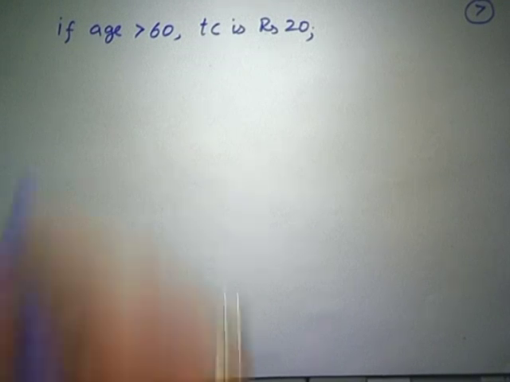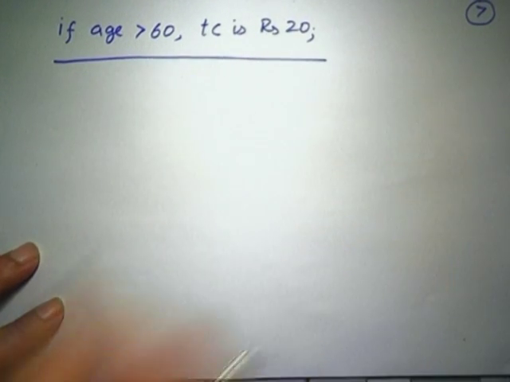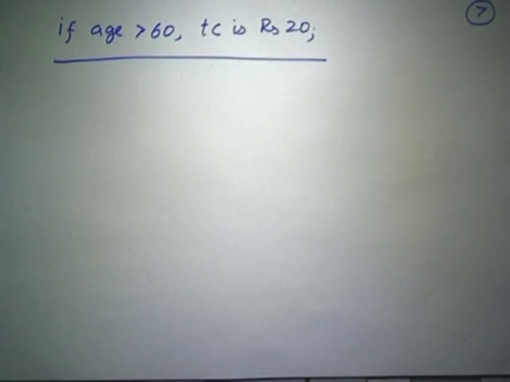While writing such a program, I could use what is known as the if-else-if ladder. What is the ladder? I have a series of if, else, if, else, if, else statements, but they are not nested ifs. For example, I want to make three different conditions. If the age is greater than 60, the ticket cost should be so much. Else, if the age is greater than 12, the ticket cost is so much. Else, the ticket cost is so much.